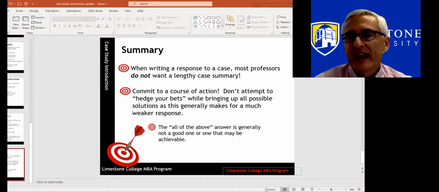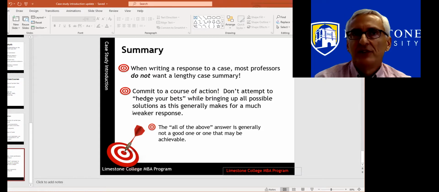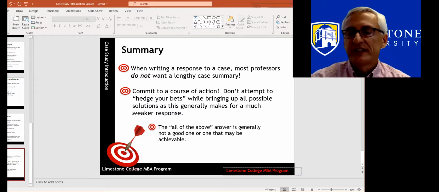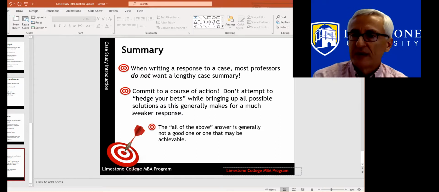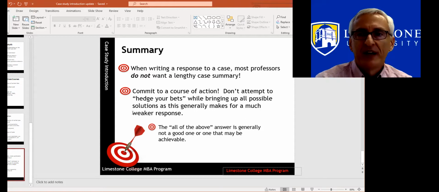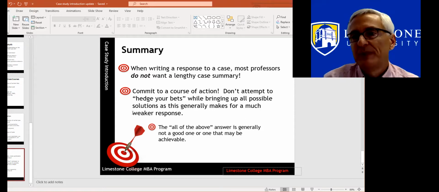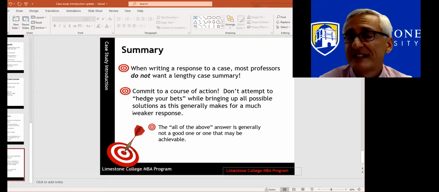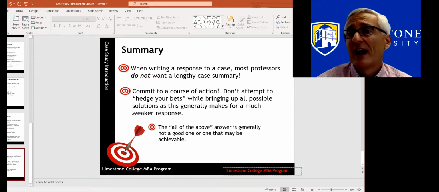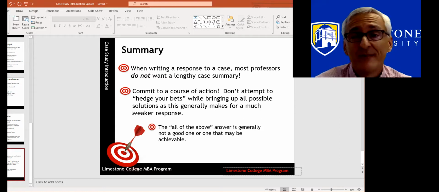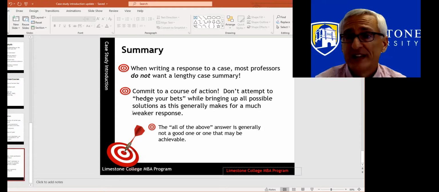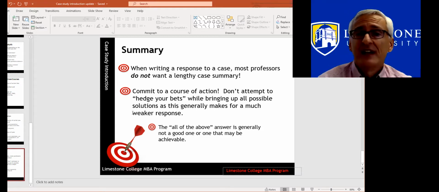Now, that isn't to say, again, that you can't or shouldn't put in facts from the case. You should, to support both what you've identified as the problem and what you've identified as your recommendations. But again, the focus should be on your recommendations and your plan of implementation, how much it's going to cost, how much your estimated revenue is for your plan, and how the company can get through this.